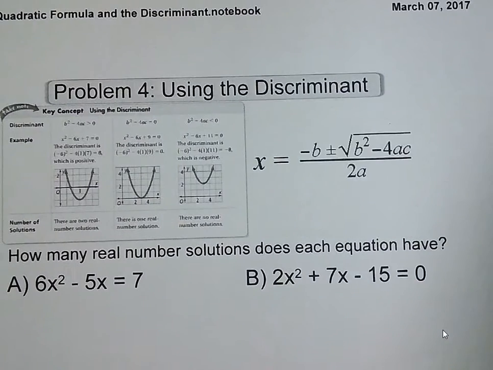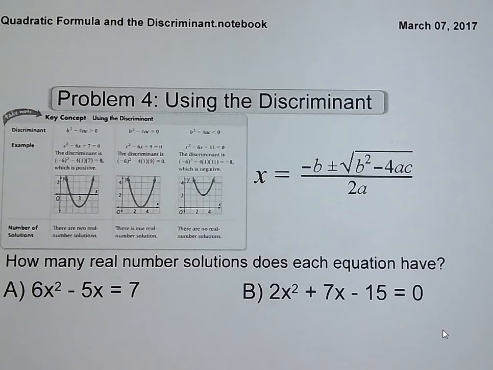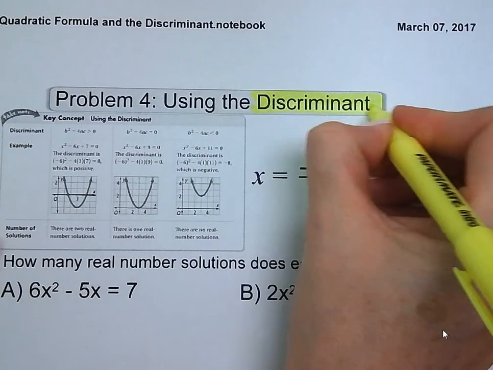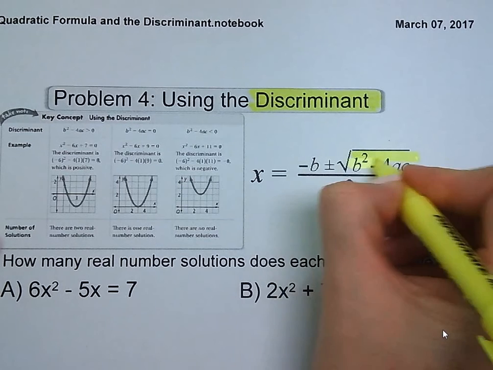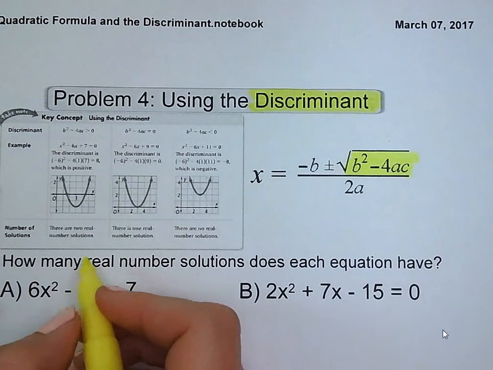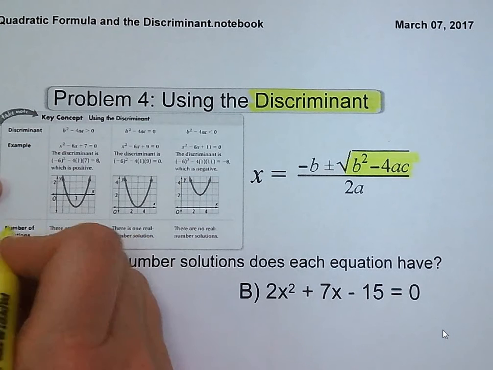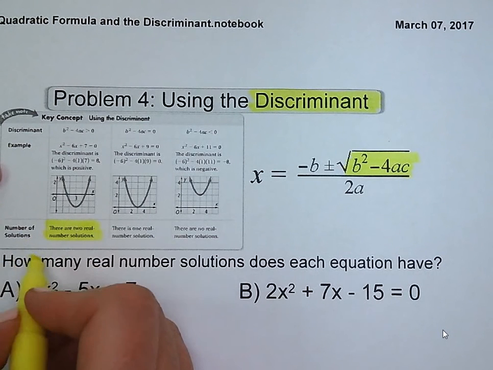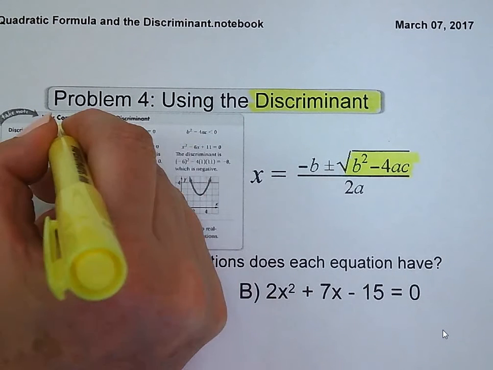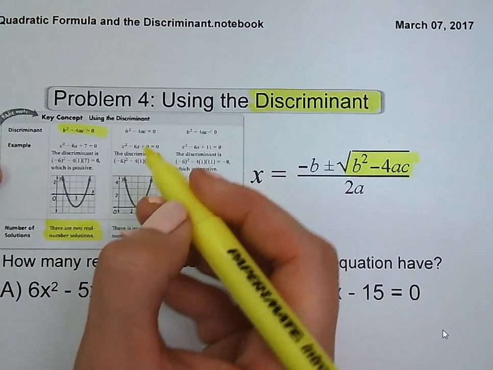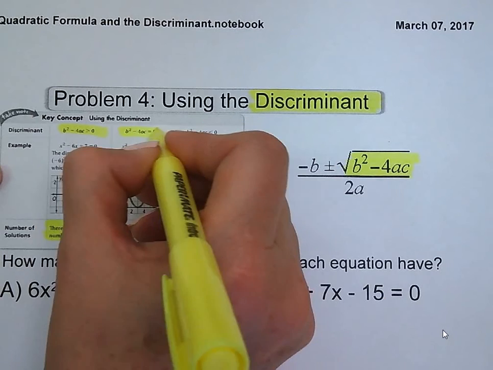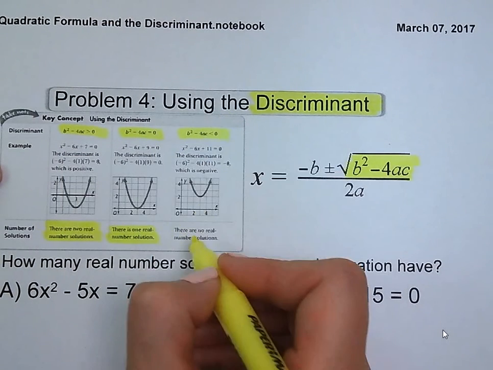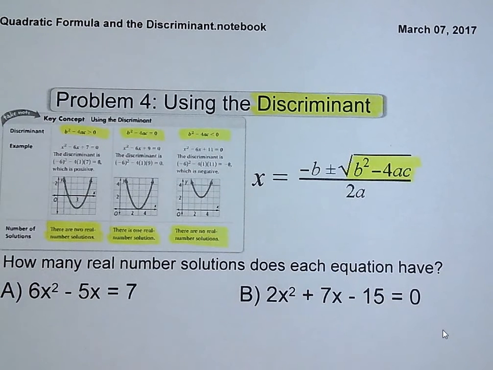Last up for today, we have problem 4, using the discriminant. Now, the discriminant is a really powerful tool to answer the question, how many solutions am I going to have? When the discriminant is a positive number, you're going to have 2 solutions. When the discriminant is 0, you are going to have 1 solution. When the discriminant is negative, you will have no solutions.